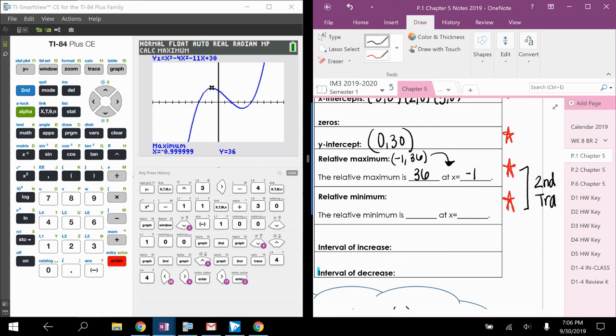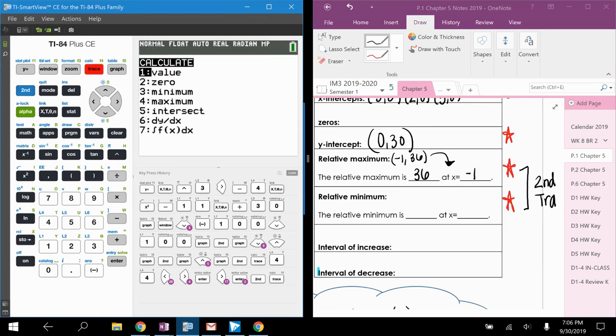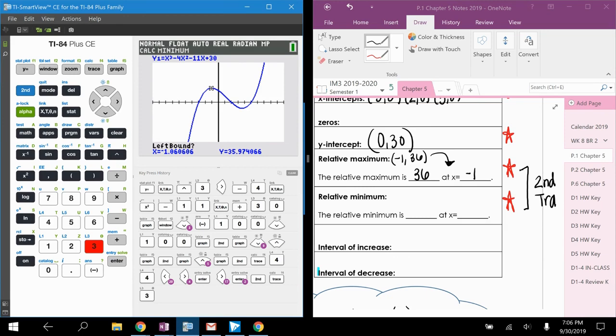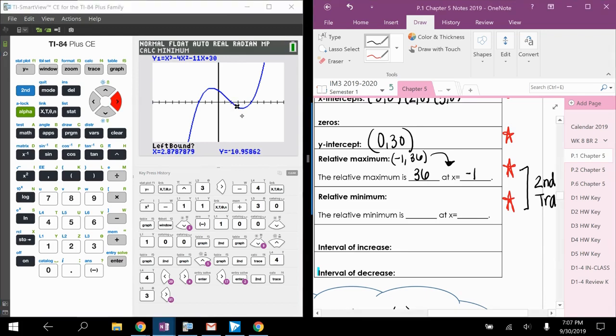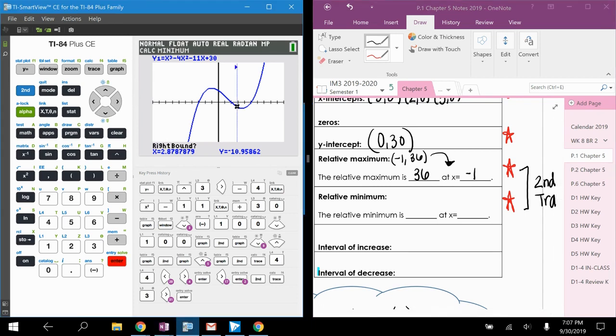Now let's do the same thing but for min. So second trace again. But now we want min, so click number 3. Now, here's your min right here, somewhere around the lines over here. I want to get this cursor somewhere on the left side. So I'm just going to move it a little closer just to be more accurate. The closer, the better. Okay, so a little bit to the left of that min. Here's my min. That cursor's on the left side. Press enter.